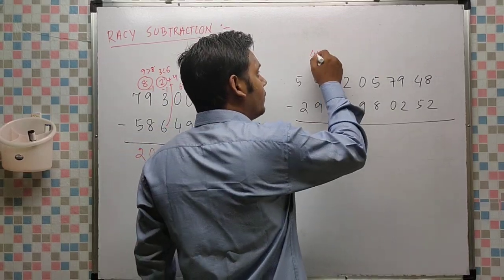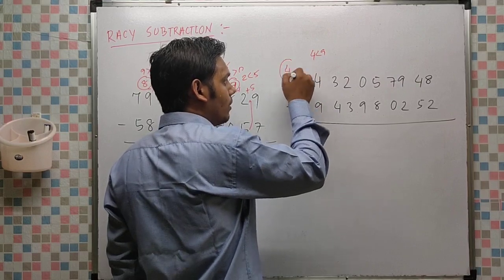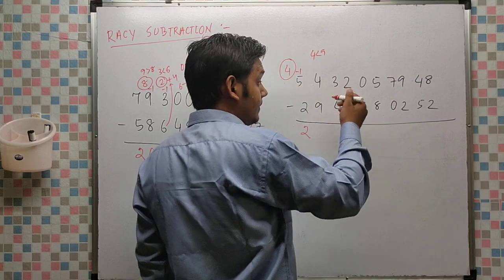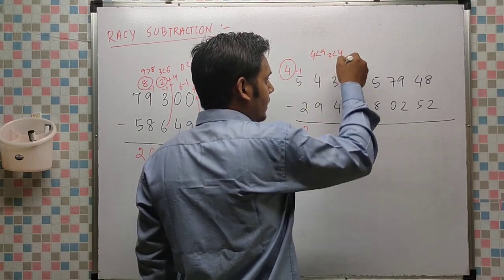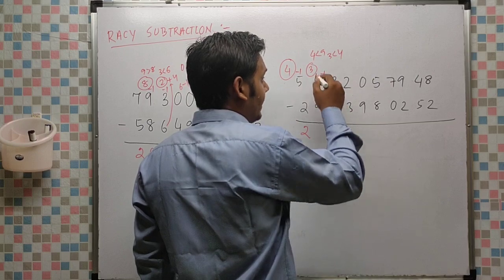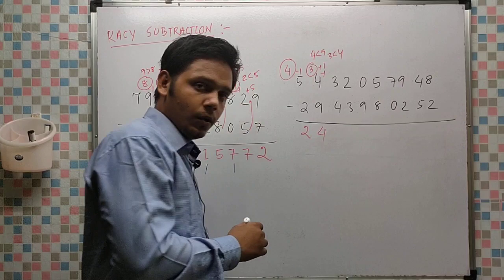4 is less than 9. So 5 will be decreased by 1, 4. 4 minus 2 is 2. Now 3 is less than 4. So this number will be decreased by 1, 3. 9 complement will be added. 9 complement is 1. 3 plus 1, that is 4.